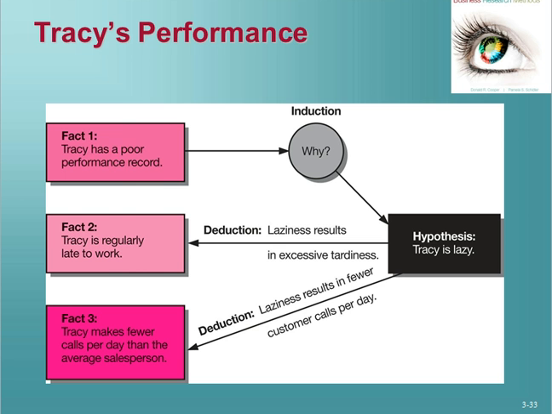Hypothesis: Tracy is lazy. Fact 1: Tracy has a poor performance record, is regularly late to work, and makes fewer calls per day than the average salesperson. Induction would be, she has a poor performance record, why? The answer being because she's lazy. The deduction would be, the hypothesis is she's lazy, and you would deduce that laziness results in excessive tardiness, and it results in fewer customer calls per day.